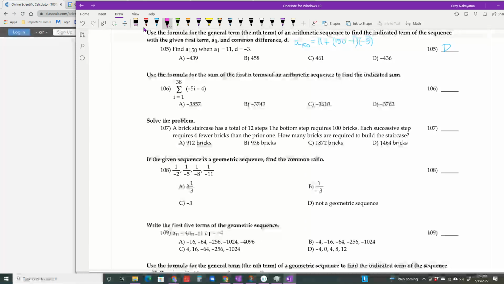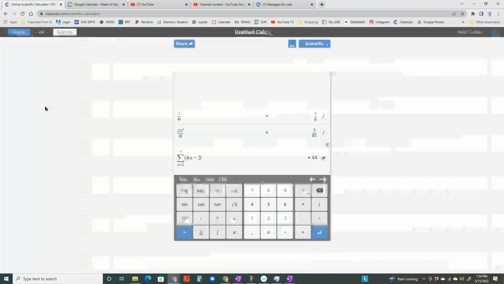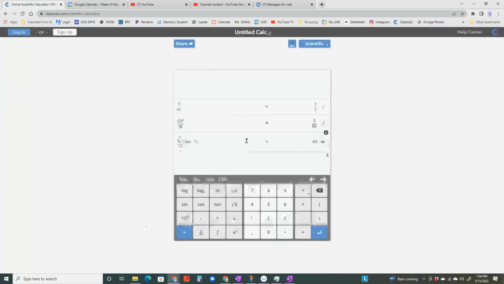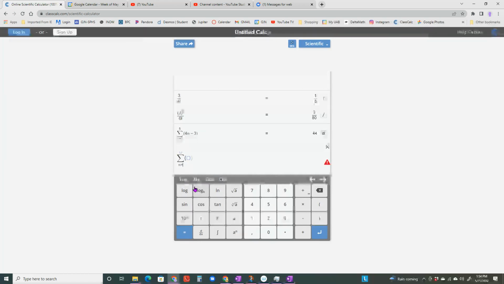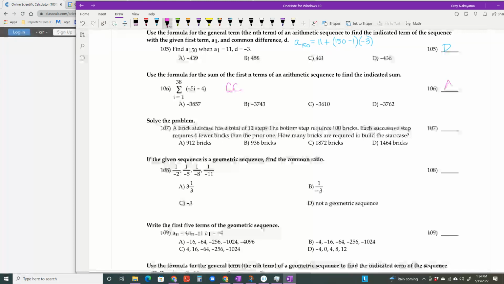All right, use the formula for the sum. Again, y'all, I'm going to use Class Calc on this. I don't want to write out 38 terms. So I hit enter to get a new one. You can go edit that one either way, but I want to remind you, calculus, sum. Okay, what's that bottom number in our problem? Our bottom number is 1. Our top number is 38. And in my expression I'm going to type -5n. And you got to use n because that's what Class Calc has, even though it says i on your paper. Minus 4, I get -3857, which is answer A.